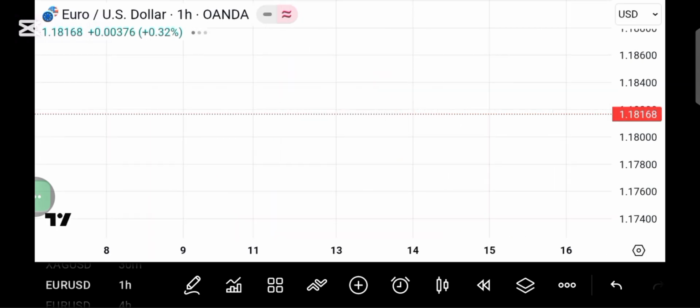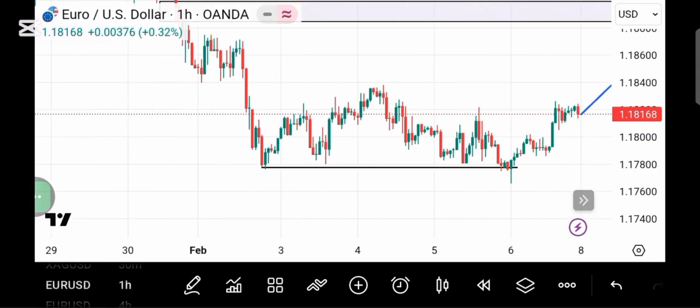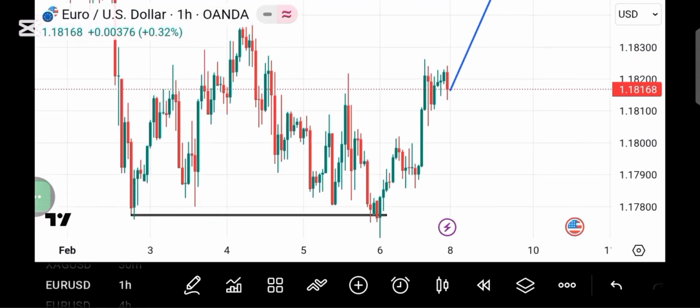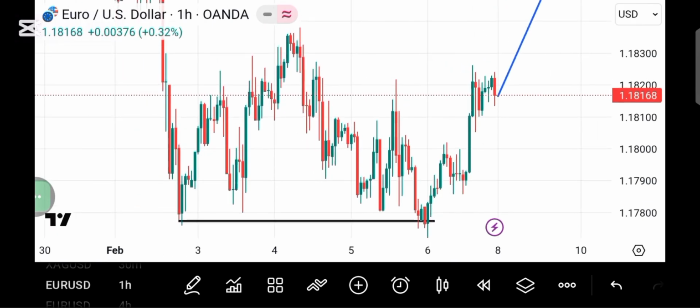So what else are you looking for? You go down to the 1-hour time frame and you look out for a shift in market structure, which we have here with momentum. Let me draw it out also so you can see that.